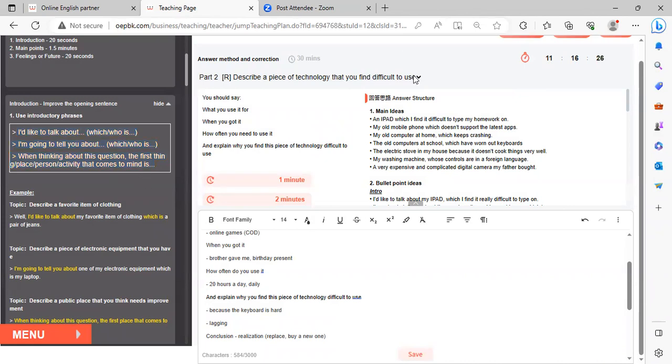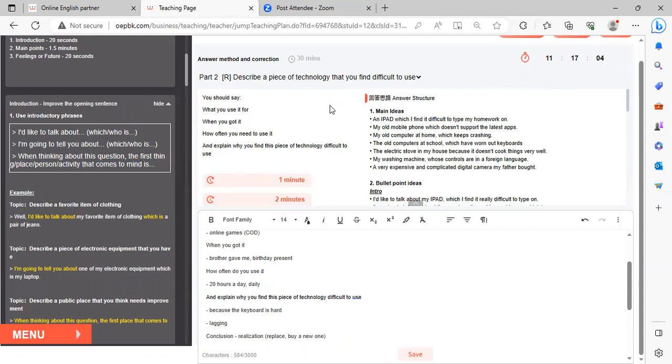Since this is your topic, kindly choose one introductory phrase and apply it here. When thinking about this question, the first piece of technology that comes to my mind that I find difficult to use is my laptop, my computer. Okay, my computer. Do it again.